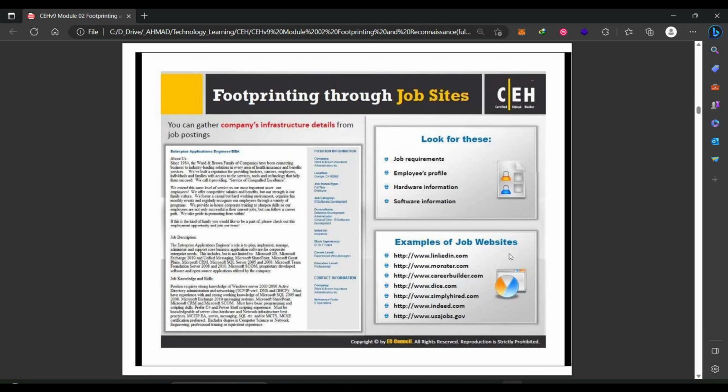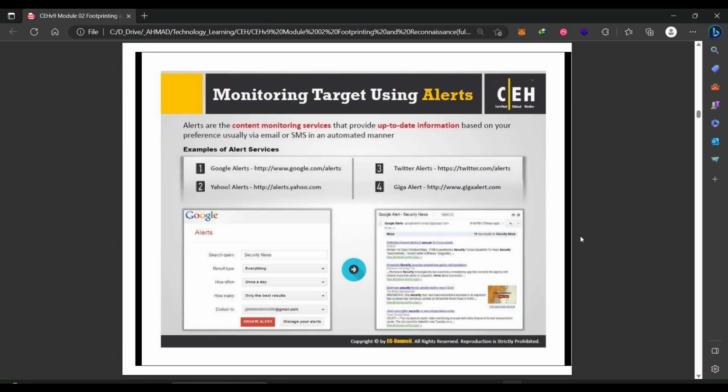LinkedIn as well, we discussed it last session, and we will have, by the way, another session for LinkedIn alone in the reconnaissance phase, where we will explain more filters and more information.